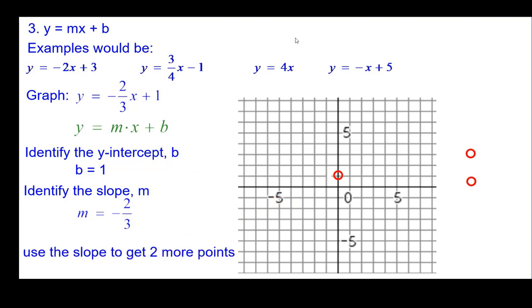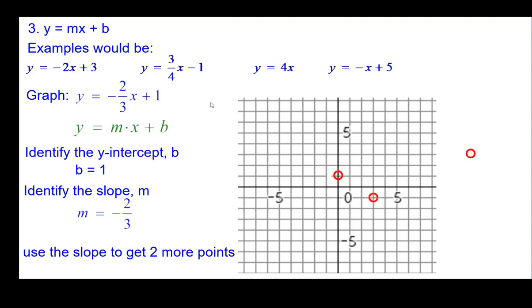From there, we use the slope here to find 2 more points. Negative 2 over 3 is the slope, change in y over change in x. So negative 2/3 would mean down 2 and to the right 3. And there's another point on our line.